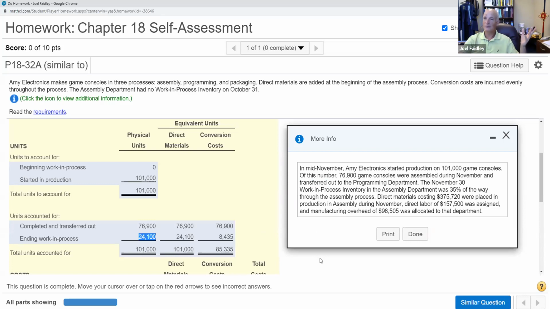Of course, you would want to do a physical inventory and go out there and count and make sure some of them weren't stolen, right? Or that somebody counted correctly what was transferred out. All right, so units accounted for 101,000.